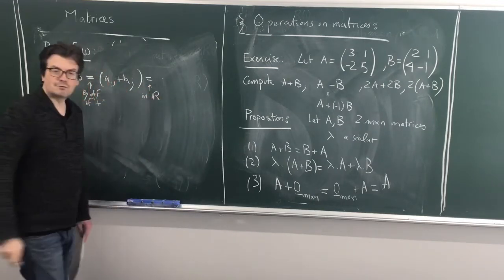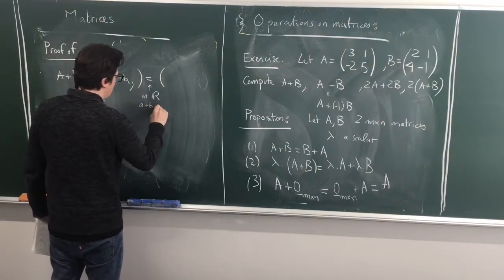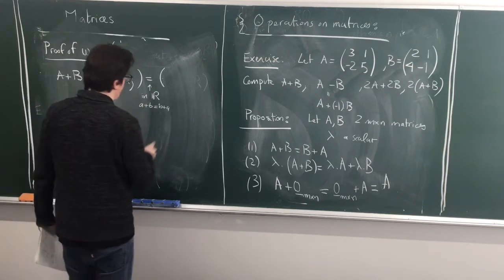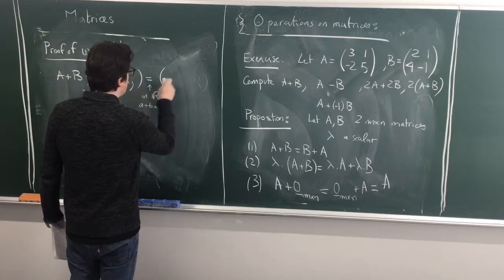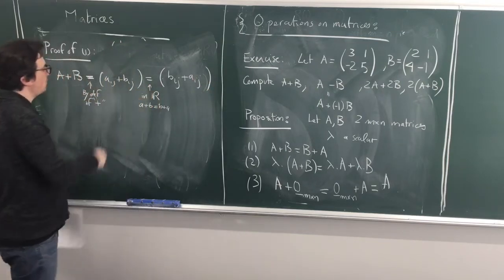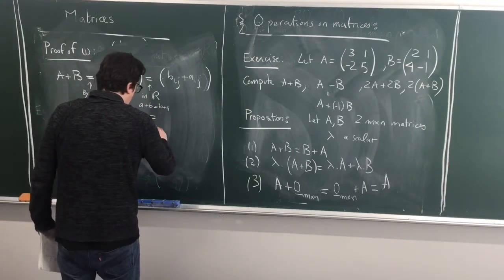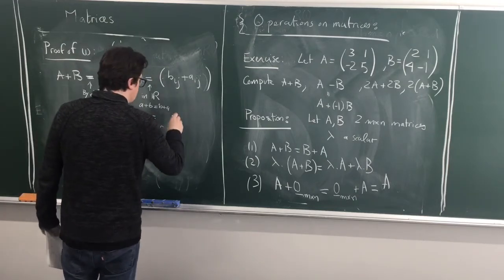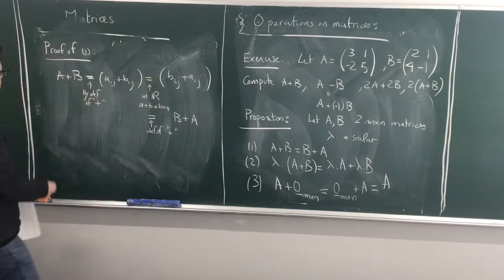Now, I can use a property of real numbers. Real numbers satisfy the following property: a plus b is always equal to b plus a when I have two real numbers a and b. Therefore, I can deduce that this aij plus bij is in fact equal to bij plus aij. So here it's really a property of real numbers. And then, using again the definition of plus, I can write that this matrix is in fact the matrix B plus A.